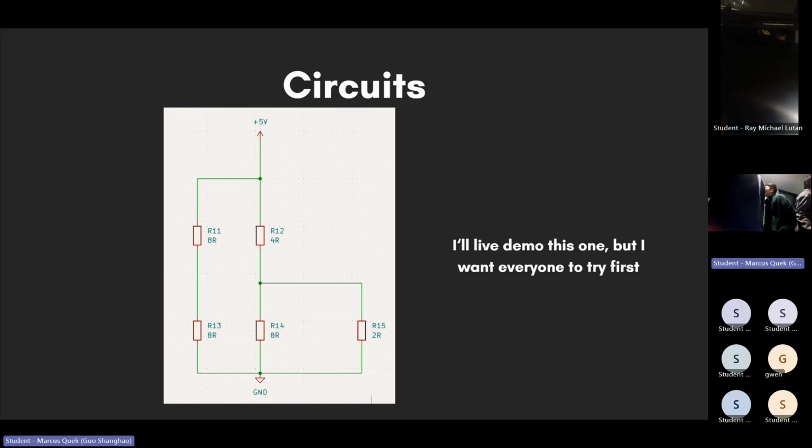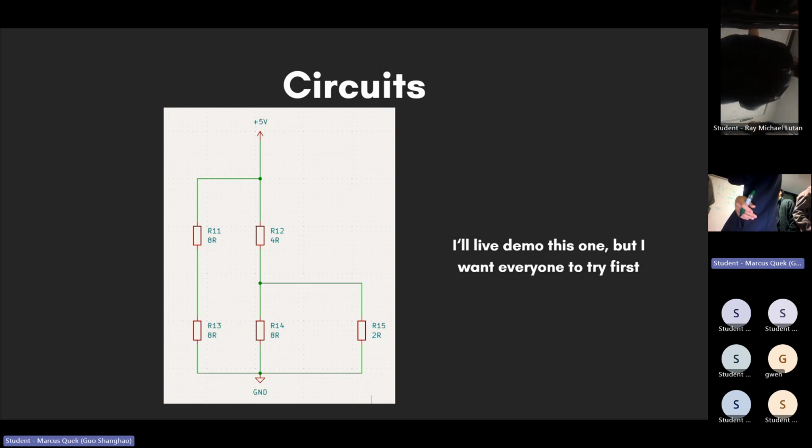Okay, yeah, that's 5. I think in parallel the voltage is the same, right? Yes. There are a lot of shortcuts here. Correct, there are a lot of shortcuts in parallel. So this is like current 2.5.